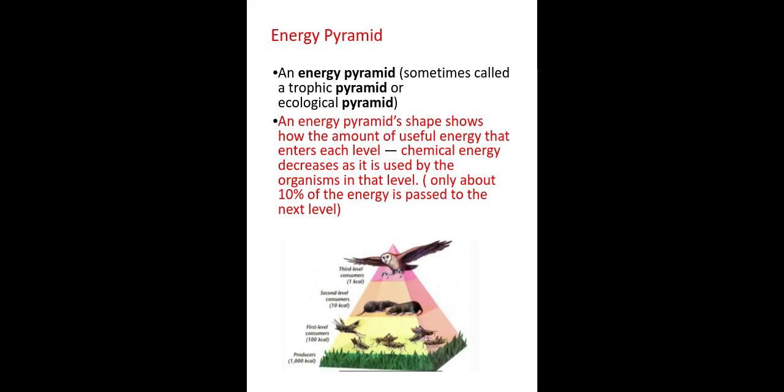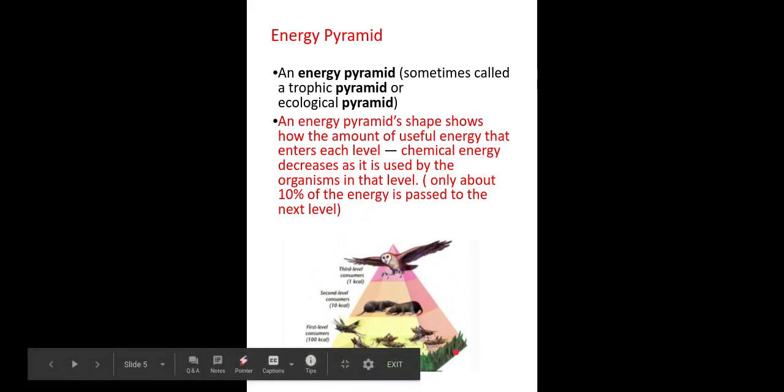An energy pyramid shows how the amount of useful energy that enters each level, chemical energy, decreases as it is used by the organism in that level. Only about 10% of the energy is passed to the next level. So that means, basically, producers have all the energy, right? Yes. Because they're getting it directly from the sun and converting that light energy into chemical energy. We learned that last week. That energy that is produced here, not really produced, converted, gets eaten by the primary consumer.